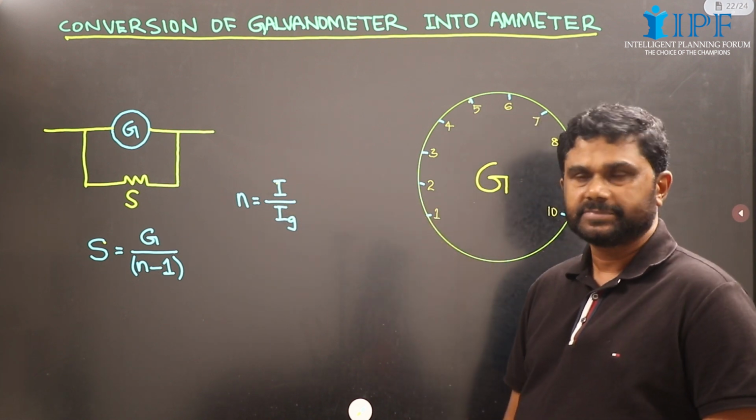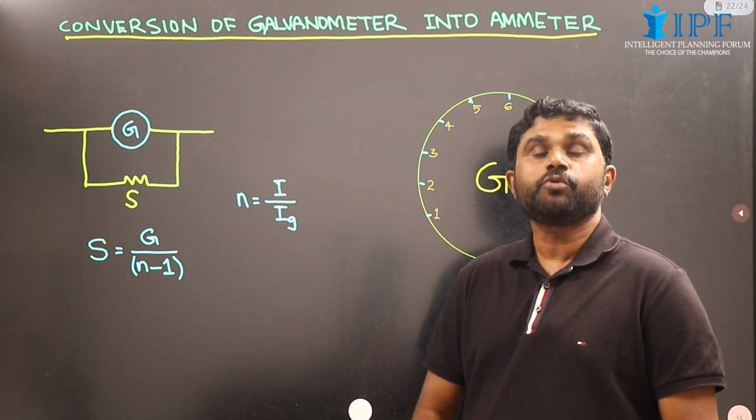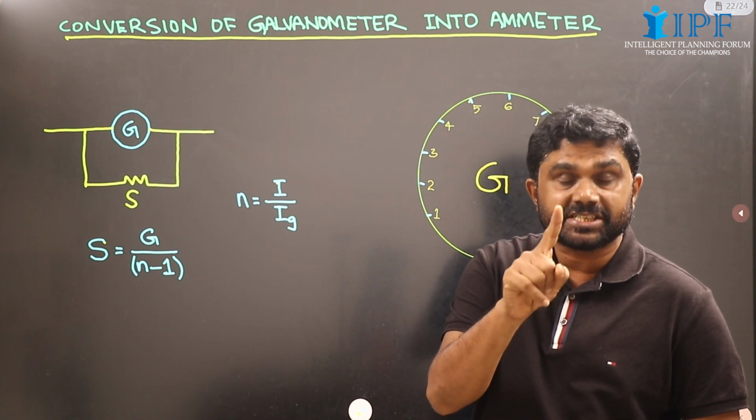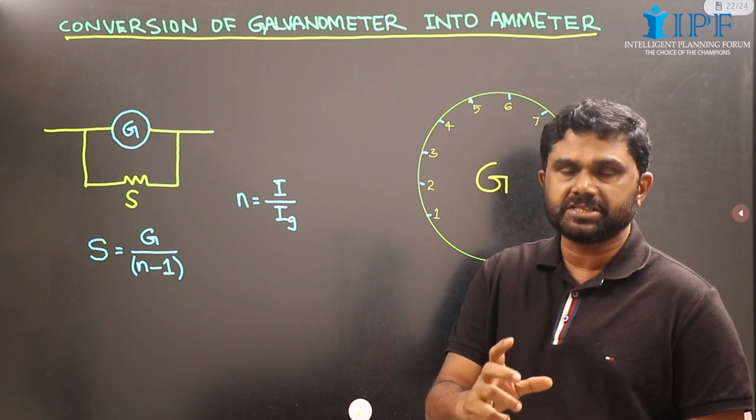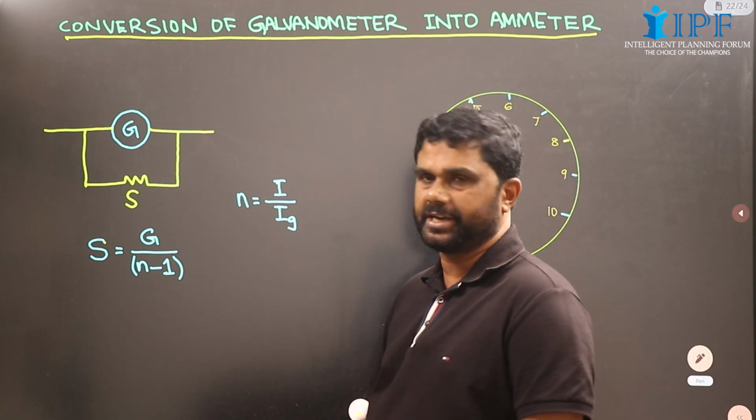Then I by Ig is N. You have to connect a small resistance in parallel with the galvanometer. That small resistance is called shunt, and it is equal to G by N minus 1.